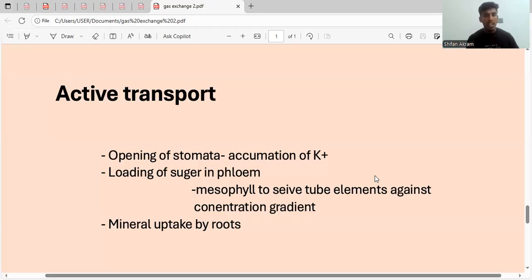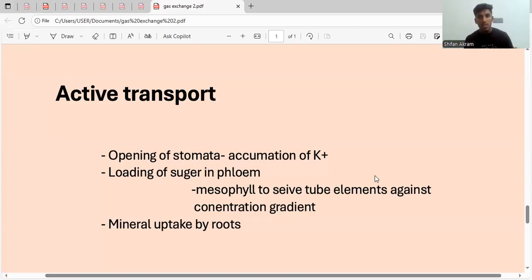Then finally we have mineral uptake by roots. We know xylem sap in the roots has a high concentration of minerals and the soil has a very low concentration of minerals. So to absorb minerals, roots use active transport using energy. So using active transport, minerals and ions are absorbed into the roots. So these are the main three places where active transport is involved in plants.